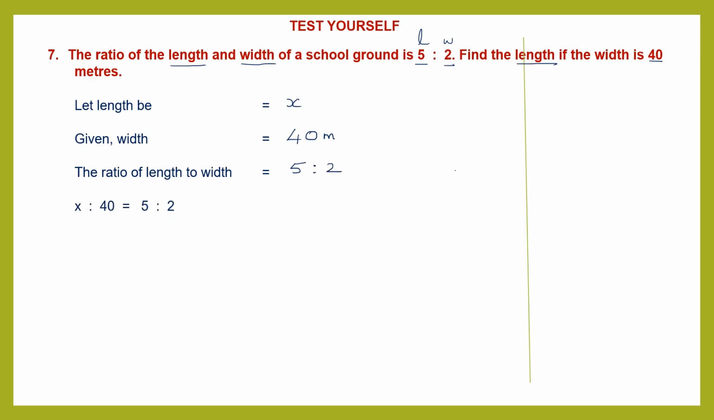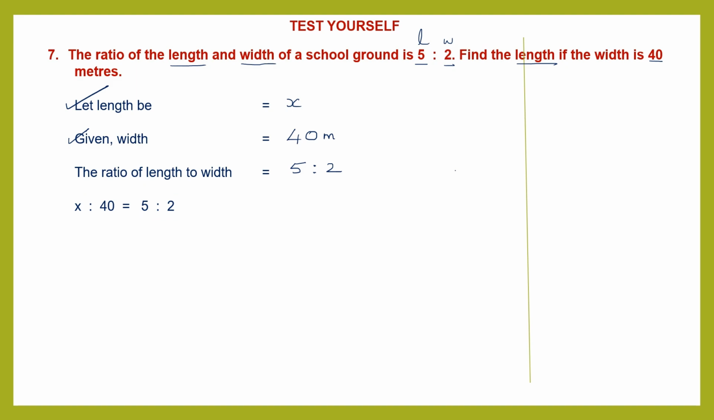Now we have to make it a proportion. Now, how did I get x is to 40 is to 5 is to 2? 5 is to 2 is already given to us and this is length and this is width. Similarly, on the other side also, I must have length and width. Length we don't know, we have given it as x, so I've written x. Width we know is 40 meters, so I've written 40. So the order should be the same on the left-hand side as well as the right-hand side. Length is to width on the left, and on the right also it is length is to width. Now we have it in the form of a proportion.